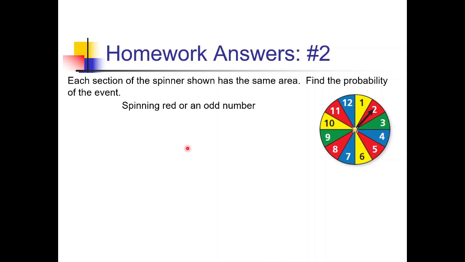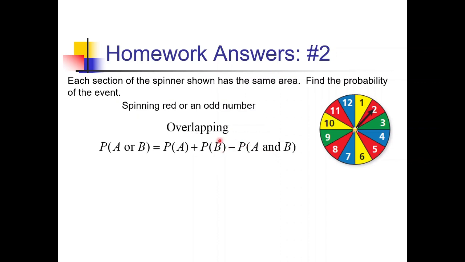On this one, we want the probability of spinning red or an odd number. So let's look at our odd numbers and see if any of those are red. Well, 11 is red, so is 5. So we have some overlap, and we're going to use our overlapping formula, P of A plus P of B minus P of A and B. In this case, A is red, and event B is odd.